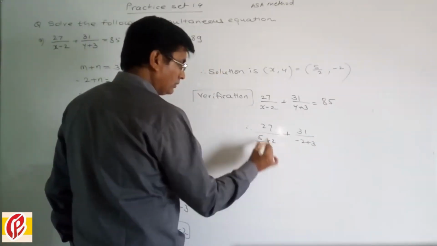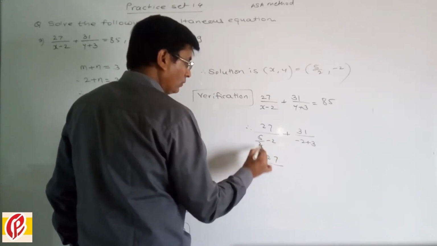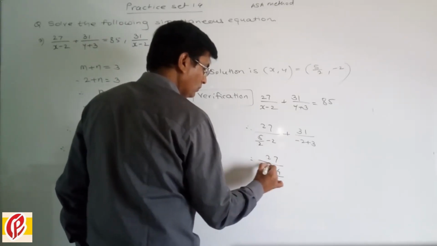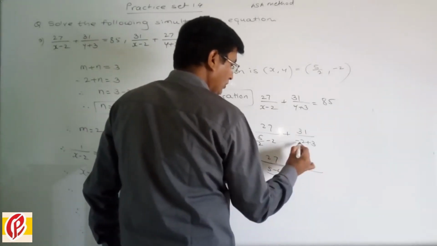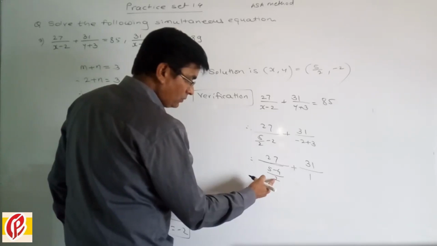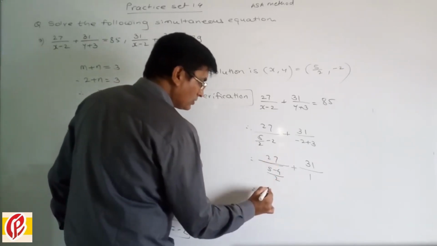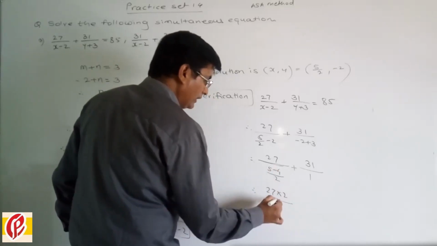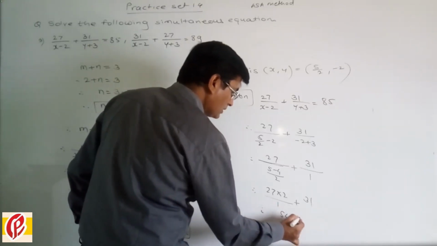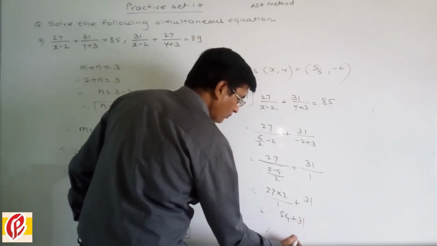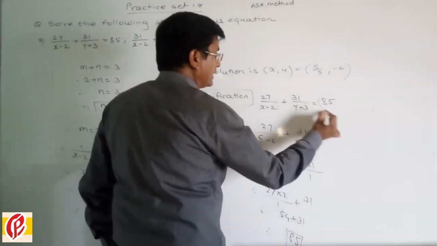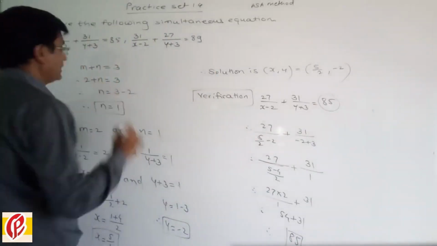Therefore 27 upon (5 minus 4) divided by 2, plus here 31 upon, minus 2 plus 3, which is 1. Next this denominator 2 shift to the numerator here. So 27 into 2 upon 5 minus 4, 1, plus 31. So 27 times 2 is 54, plus 31, and that is equal to 85. So our answer is here 85, and here the right side is also 85. So our answer is correct.